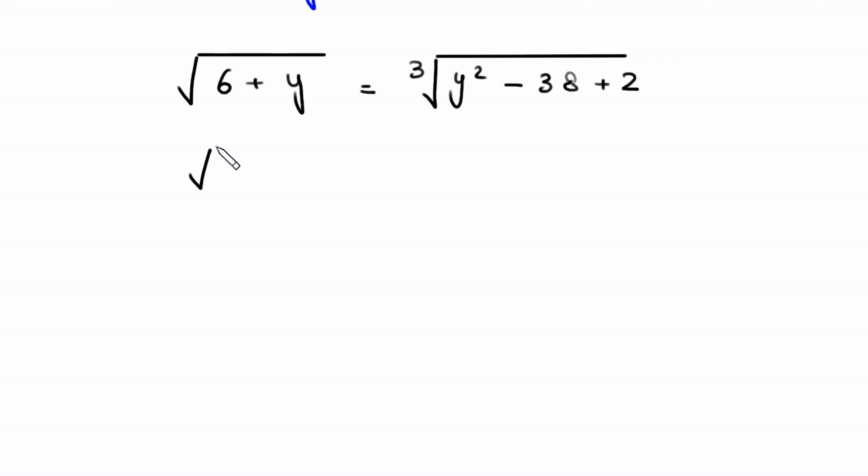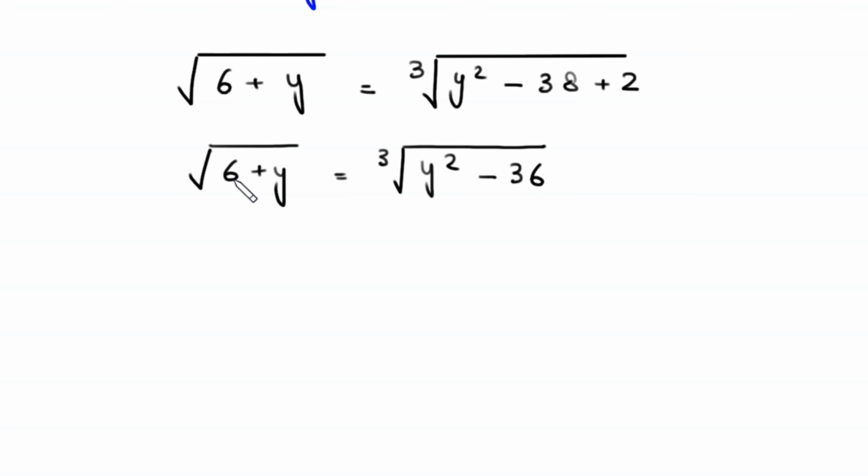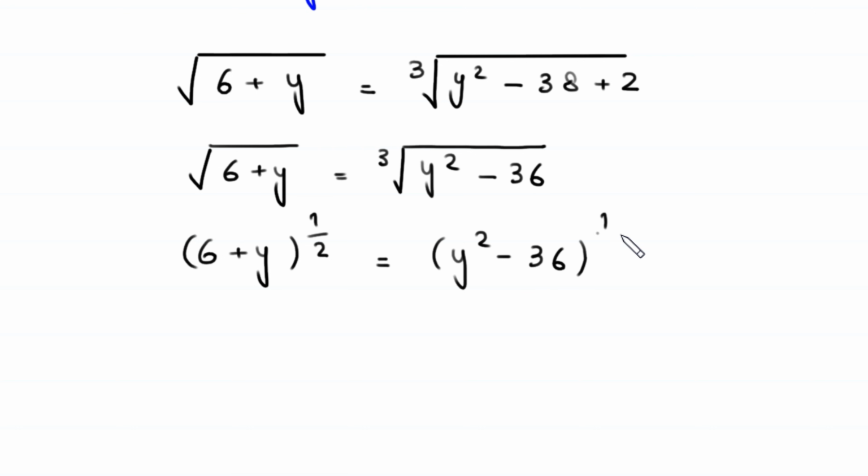Next, the square root of 6 plus y is equal to the cube root of y squared. Negative 38 plus 2 will become negative 36. Now this root 6 plus y can be written as 6 plus y to the power 1 over 2, equal to this cube root of y squared minus 36, which can be written as y squared minus 36 to the power 1 over 3. And from here we take the 6th power on both sides.